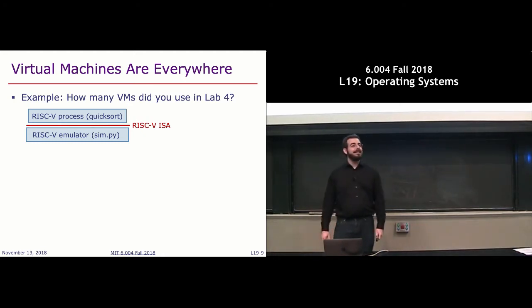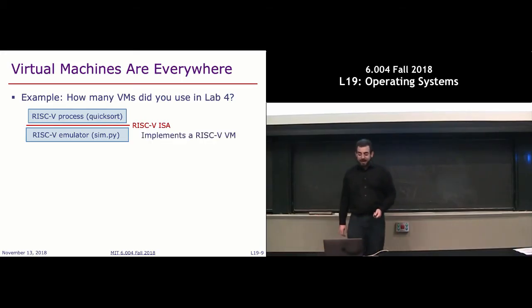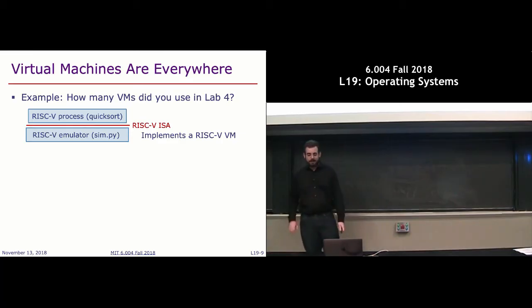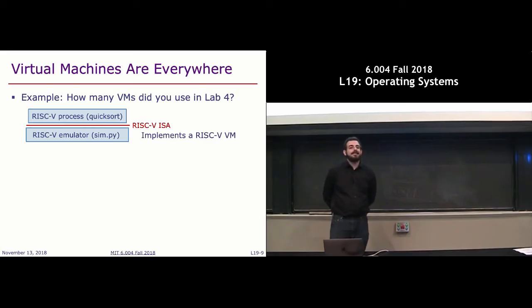And this, in fact, is implementing a RISC-V virtual machine, right? This emulator makes it look to this process like it's running on a RISC-V processor, but in fact, it's doing everything in software. There's no hardware going on here. It's all a simulation. It's an emulation. Now, this is a Python program, right? So in the end, this sim.py is a text file. There's no x86 instructions. There's no assembly here. And so in fact, this is coded against the Python language.